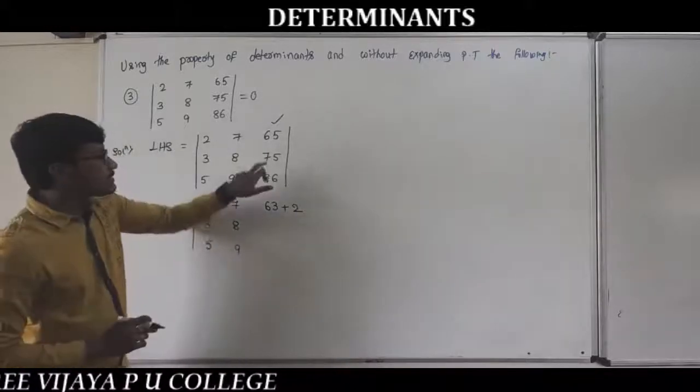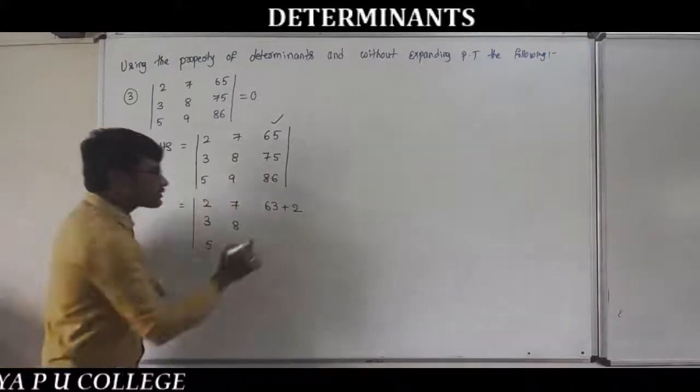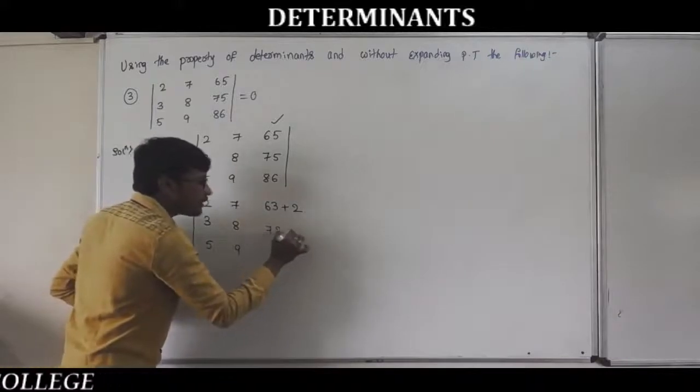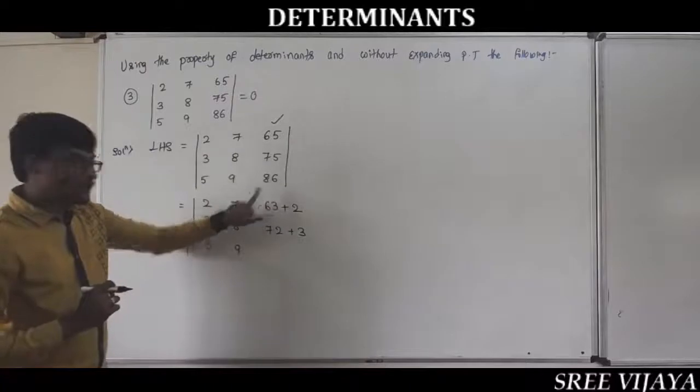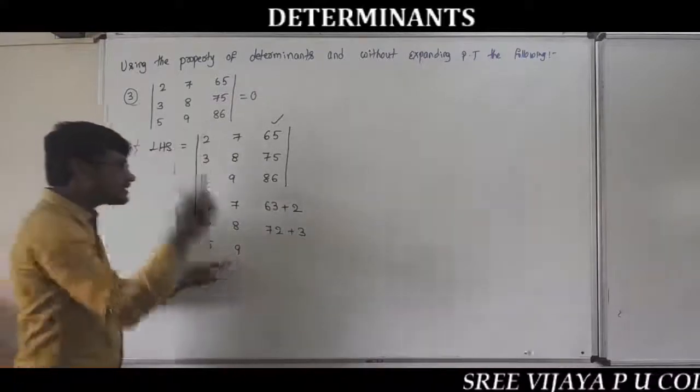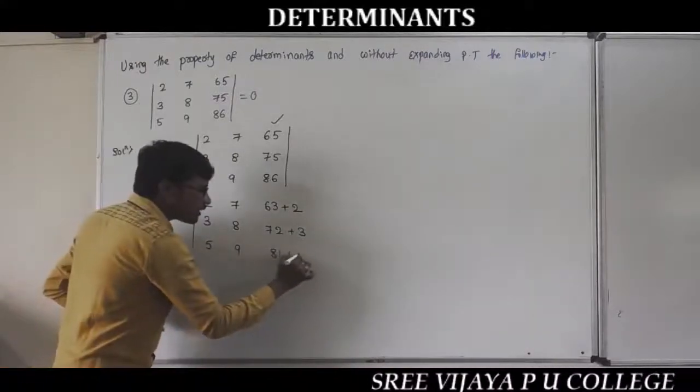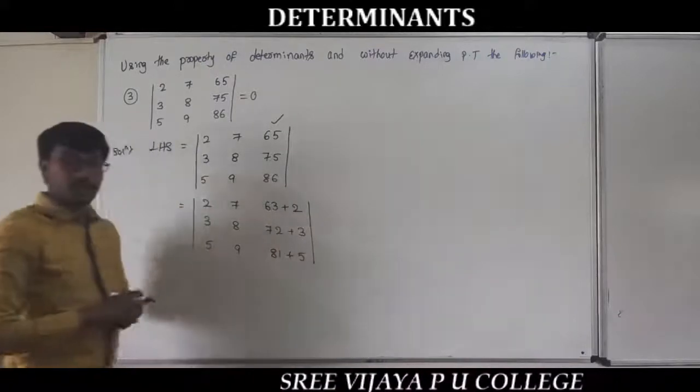In the same way for 75, 8 nines are 72, so 75 can be taken as 72 plus 3. Now 86: in terms of 9, 9 nines are 81, with plus 5.